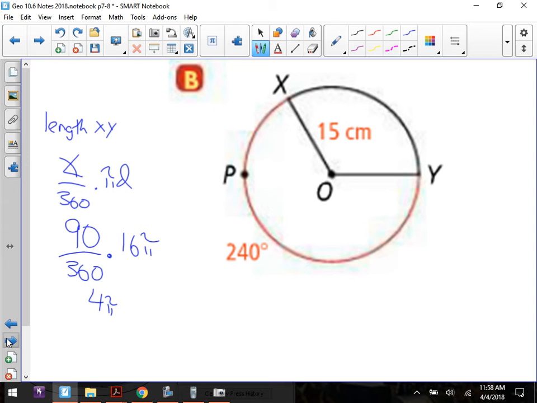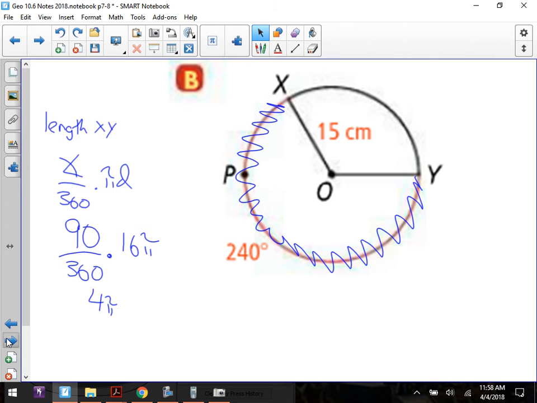Try this one. This one you're trying to find this side of it. Find that arc length.